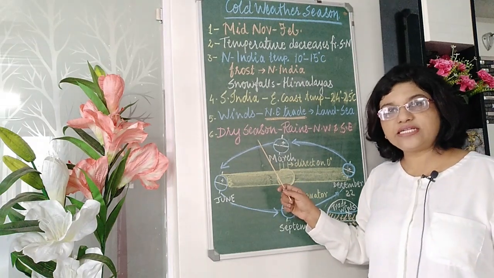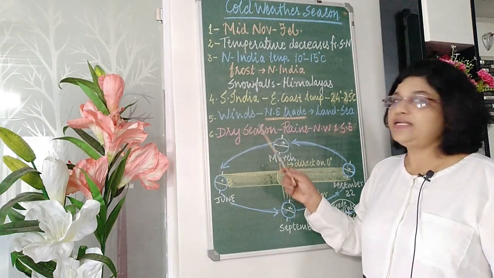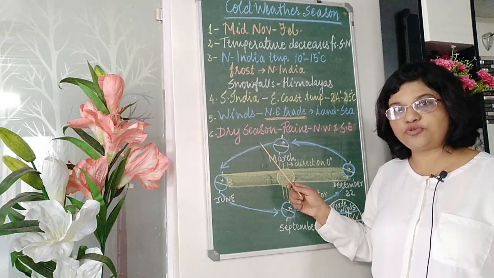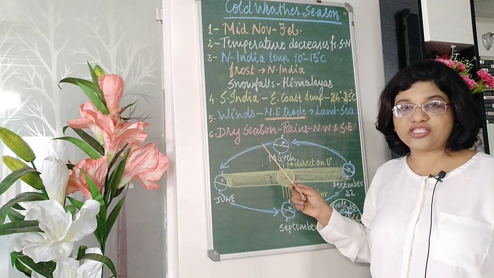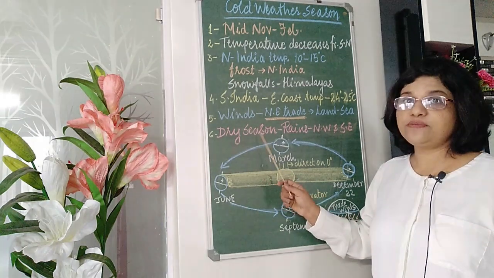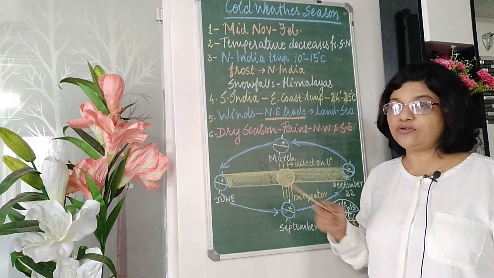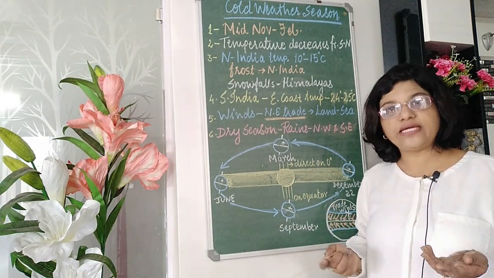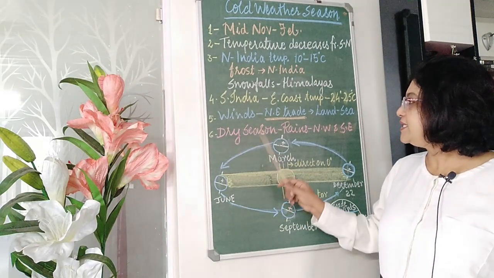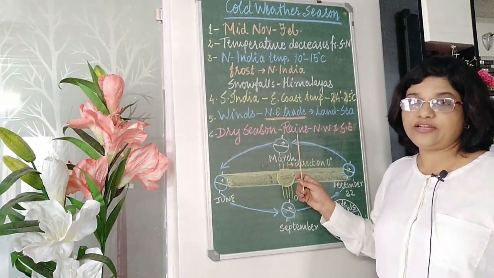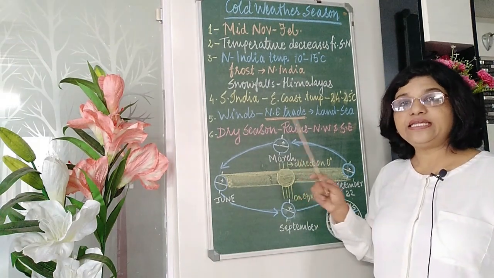You must have noticed that during the winters we need so much moisturizer on our skin, isn't it, because it becomes chapped, it starts drying, our lips become chapped. That is why it is a dry season, because the winds are blowing from the land to the sea. When the winds blow from land to sea, they do not have any moisture, they are dry winds, and hence this winter season is dry.